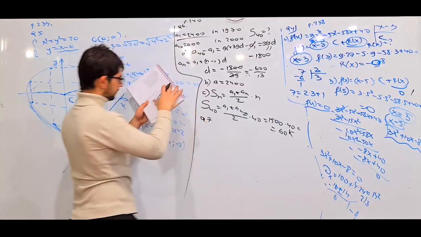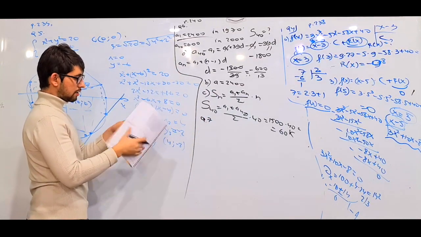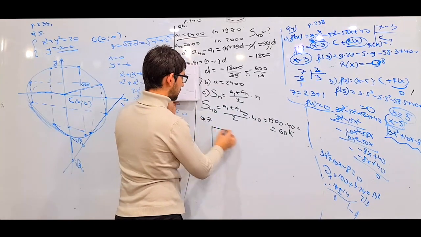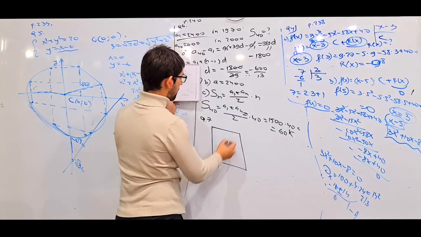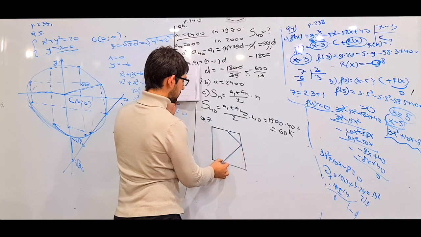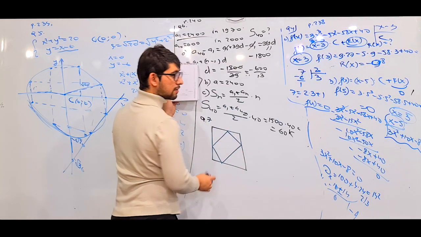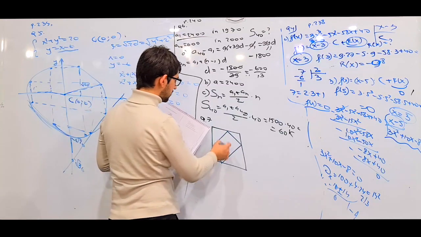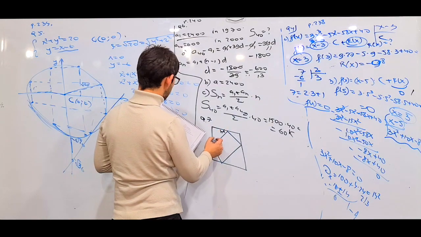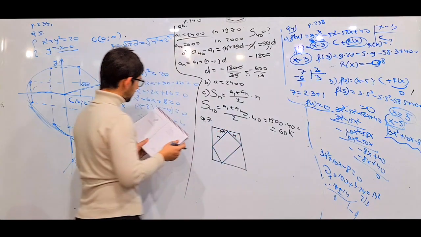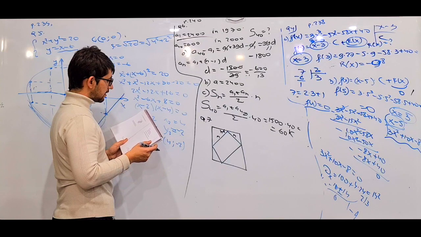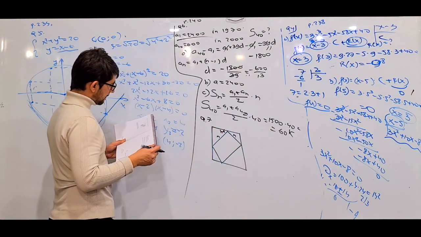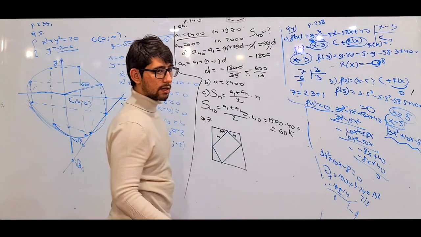Question 7, page 241. Next page. A rectangle is placed symmetrically inside a square. This is the square, then this rectangle. Find the area of the square in terms of m and n.